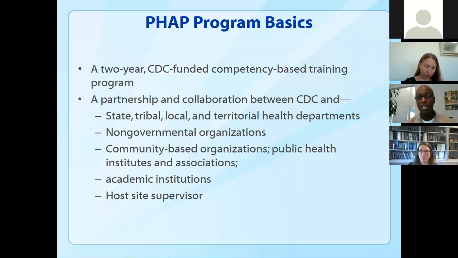In terms of eligibility, both state, tribal, local, and territorial health departments, but we also expanded it to non-governmental organizations. Recently, we've included academic institutions, which are also allowed to apply. So it's a wide host of different host sites that are able to apply for PHAP programs.